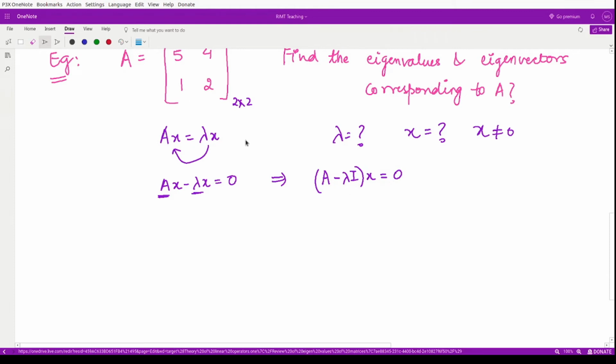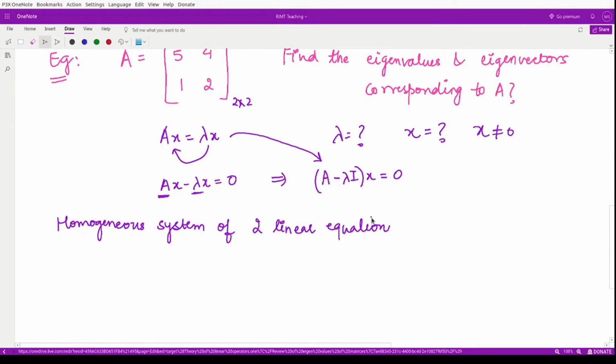So our equation is shifted from this to this here, right? So from here what we can do, we have to solve this homogeneous system. Why homogeneous? Because the right hand side is 0. So we need to solve this homogeneous system of two linear equations, because when you substitute A here, right, so what will you get? So let me write down.